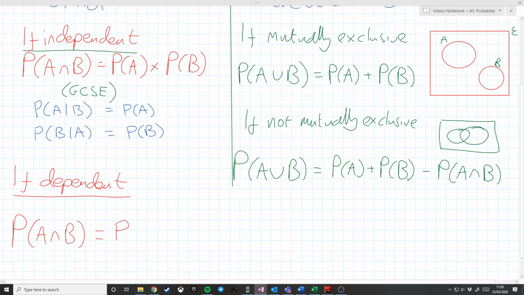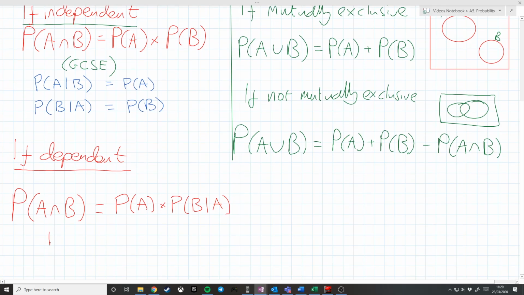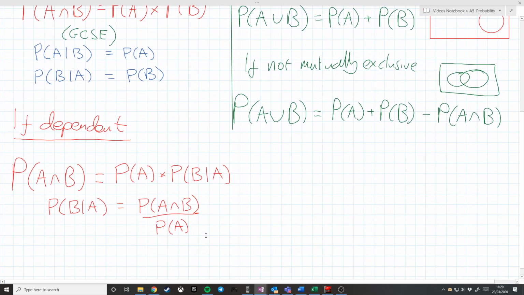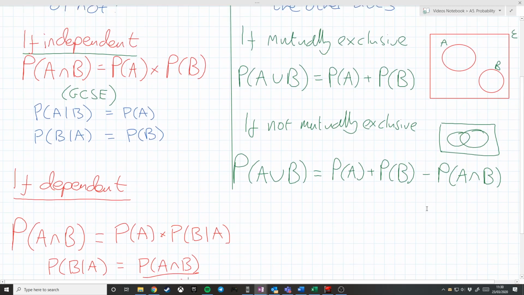The probability of A multiplied by the probability of B given A. And it's quite often rearranged to look like this. The probability of B given A is equal to the probability of the intersection divided by the probability of the second one. Recapping on the right-hand side, I'm going to just show that for a second. Just leave that on the screen. But that is in the formula book.